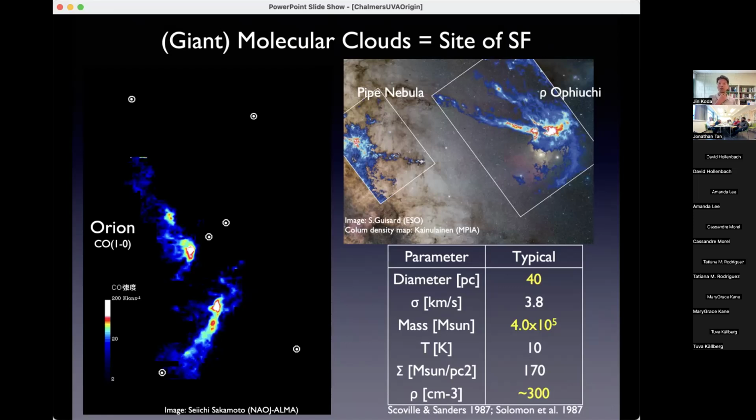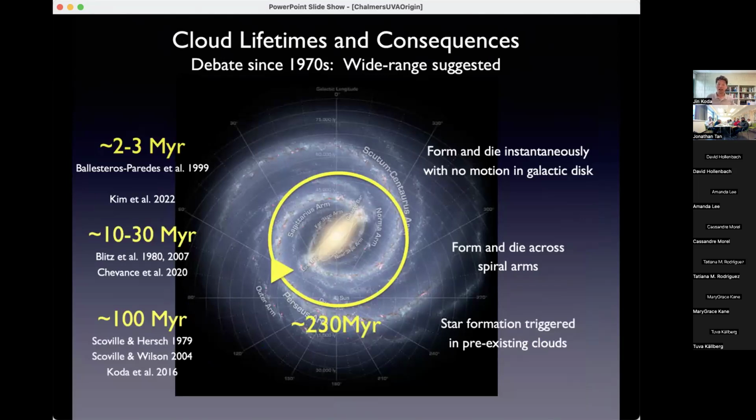And of course, it's the site of star formation. So we want to learn about star formation and the evolution of molecular clouds, and the lifetime of molecular clouds is very important. As I said, this has been discussed for almost 50 years, and a range of cloud lifetimes has been suggested. Some people say it's extremely short, a few million years. Some other people say it could be very long, 100 billion years or even longer. I think most people are somewhere in between, something like 10 to 30 million years. And cloud lifetime is, of course, important for star formation.